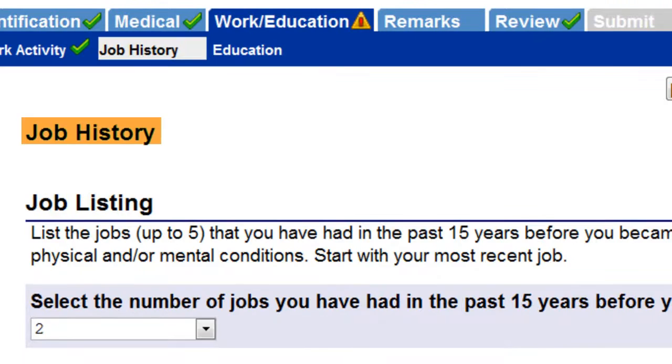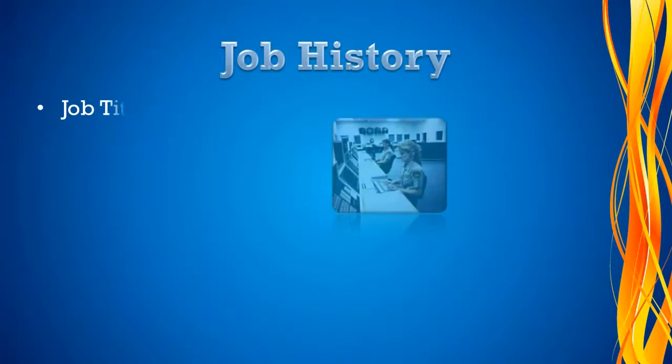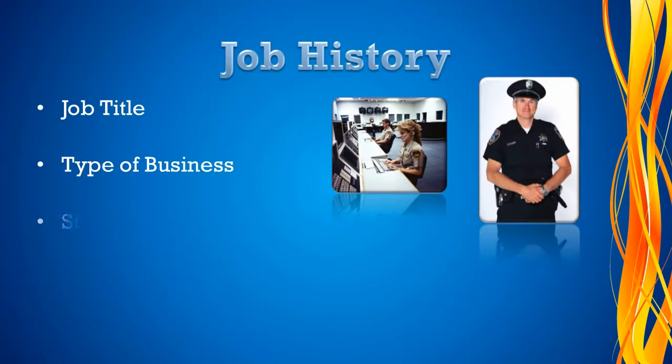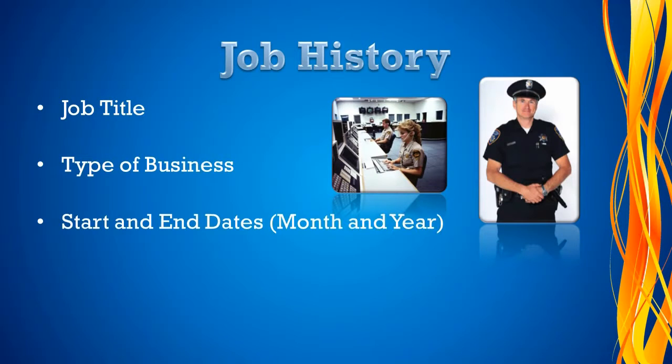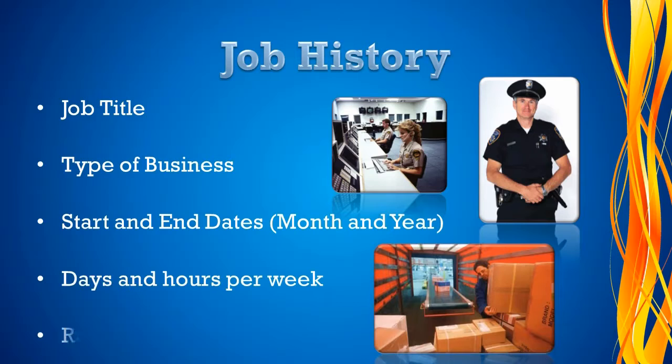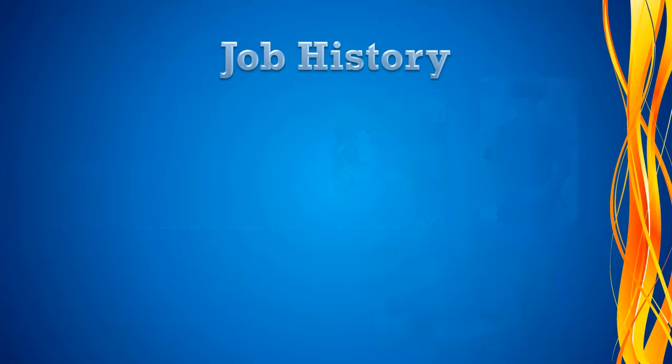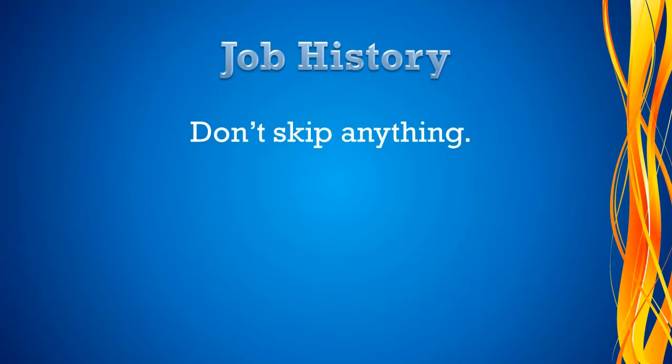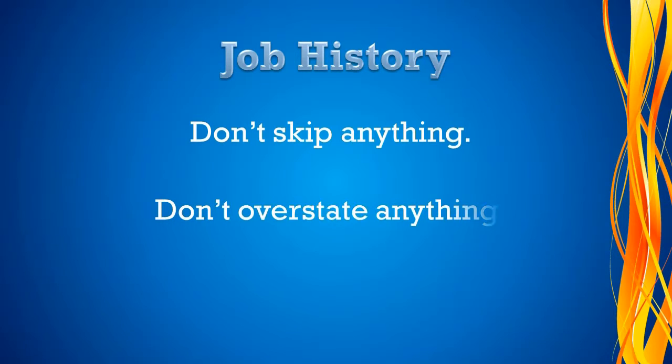Next, you'll be directed to the job history section. You'll need to fill in the title, type of business, start date and end date, month and year, days and hours per week that you worked, and the rate of pay. Do not skip any of this information. Don't overstate job responsibilities or work experience. If you do, it could negatively affect the outcome of your claim.